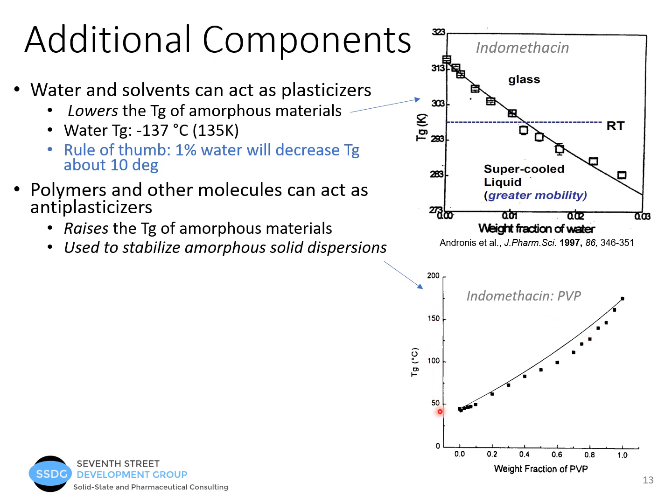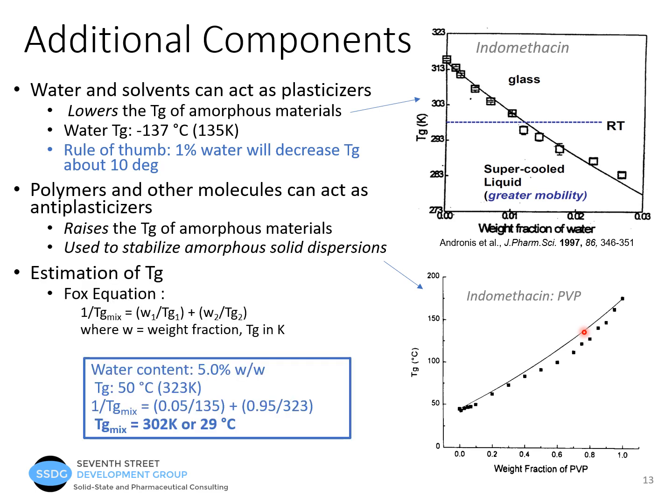Again, here's our glass transition temperature. Here's our weight fraction of PVP. We start out with amorphous indomethacin, Tg around 47. If we add even 80% polymer, I can get a Tg of about 150. That's significant from a stability point of view. So this is one of the reasons we add polymers and other materials, in order to try and raise the glass transition temperature. So we can actually estimate this.